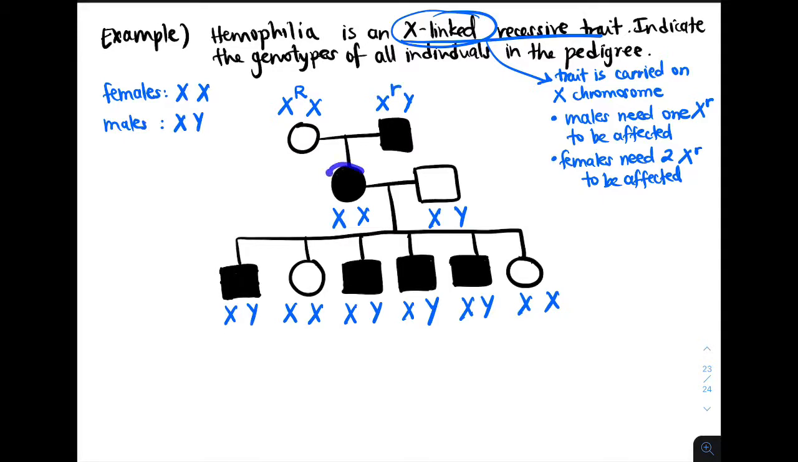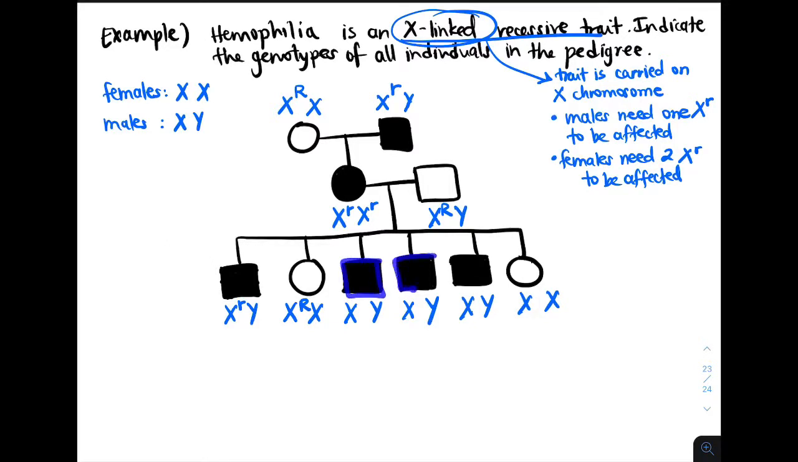We can keep doing this for all the other individuals. So this female is affected and therefore must have two r alleles. This male is unaffected, so his X chromosome must have the dominant allele. This male is affected, so he must have the recessive allele because this is an X-linked recessive trait. And this female is not affected because she's not colored in, and therefore she must have a dominant R allele.